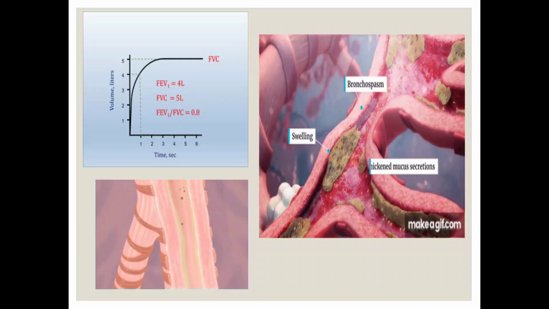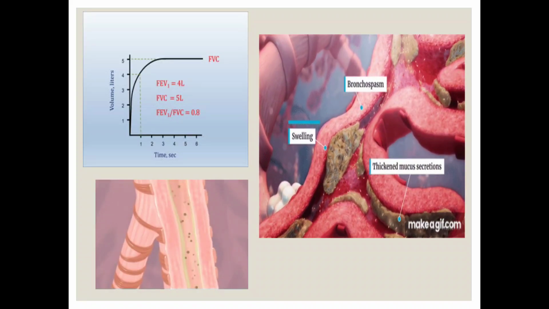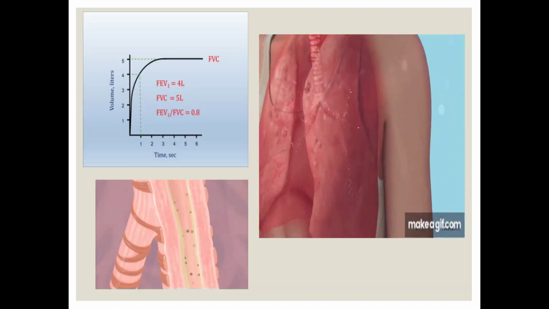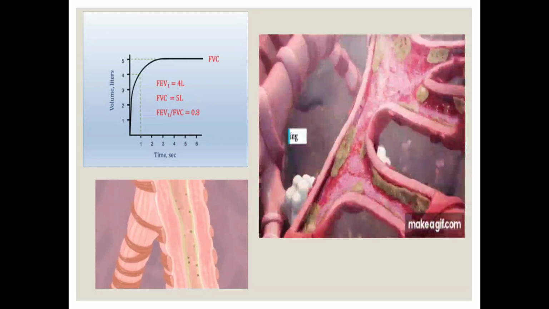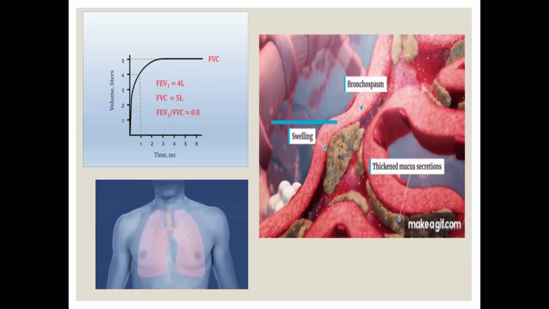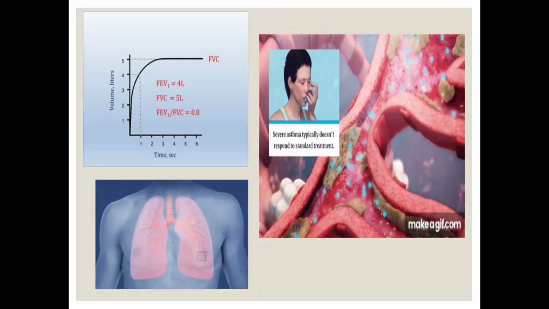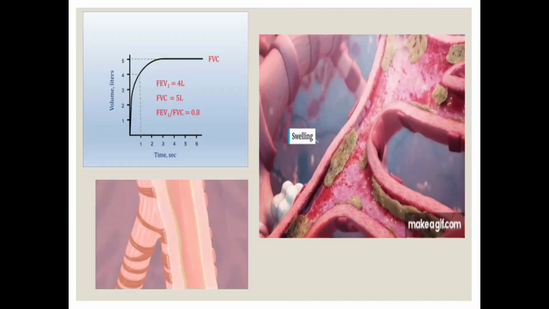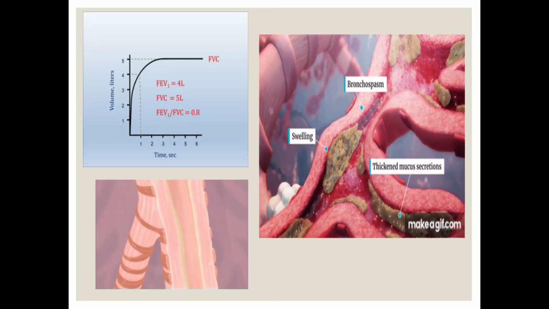Normally, we know that the FVC, or forced vital capacity, is 5 liters, and out of this 5 liters, we exhale 4 liters in the first second. So the FEV1 to FVC ratio should be equal to or more than 80%. In the first second, we can exhale more than 80% of the FVC in a normal individual.